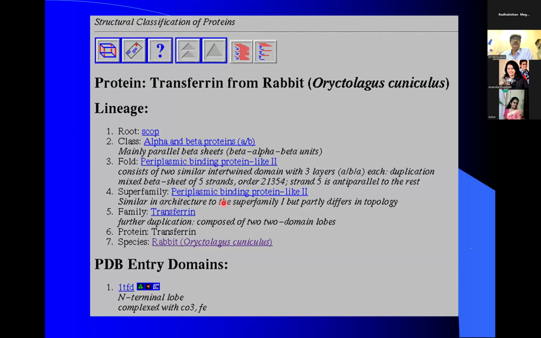तो यहाँ हमें दिखता है कि ये रूट बना दिया, ये क्लास है, फोल्ड है, सुपर फैमिली, फैमिली, और ये पीडीबी इसकी एंट्री है इसके अंदर। फाइनली इस तरीके से उन्होंने क्लासिफिकेशन दिया है। ओके, तो इस तरीके से जो भी हमारे 2.5 लाख स्ट्रक्चर हैं, उन 2.5 लाख स्ट्रक्चर को क्लासिफाई किया है। So there is what we call it structural classification of protein based upon the secondary structure, based upon their homology. We have classified all existing structure of protein data bank.